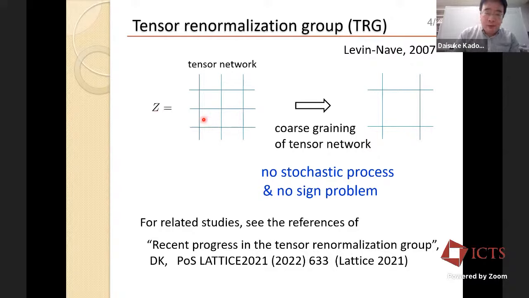These coarse graining steps do not have any stochastic process, such as generating configurations with a probability. So there is no sign problem in this method from the beginning. Many previous works related to the TRG have been carried out so far. For related studies, please see the references of the proceedings of the Lattice conference last year.